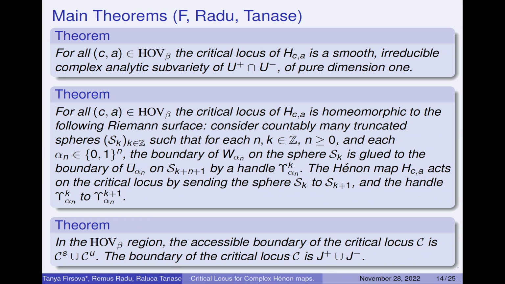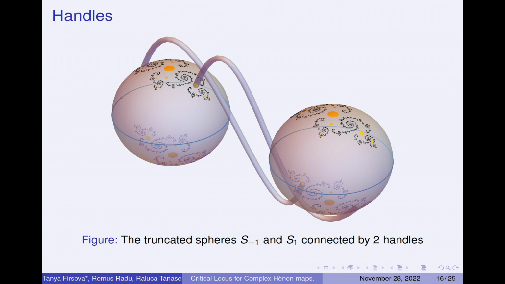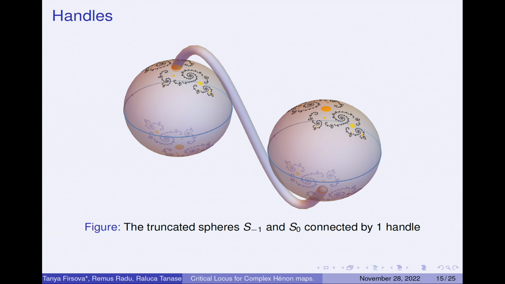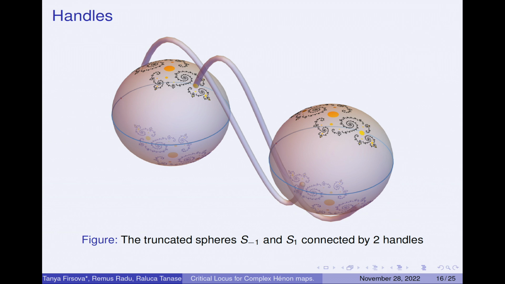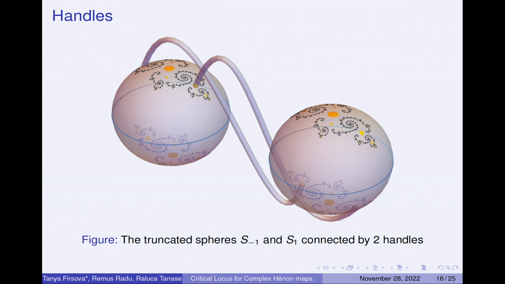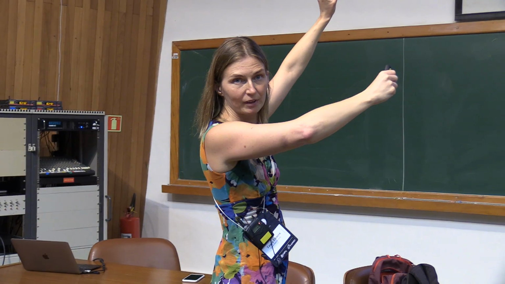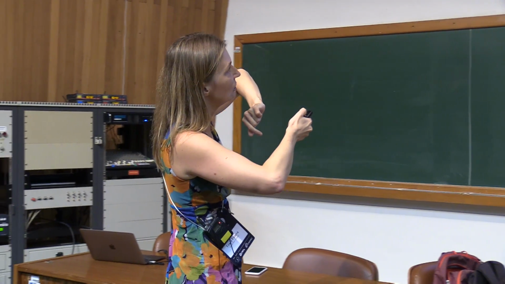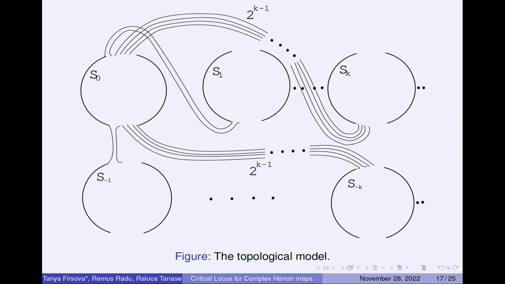So let me show some pictures. Okay. So this is one handle between the two consecutive spheres. So if we have two consecutive spheres, we have one handle. Now I take sphere S minus and S1. There are two handles. So in the previous picture, we have handles going from the disk around the critical point to the disk around the critical point. In the next picture, we have handles going from the preimages of the critical point. And in general, this is what we get.